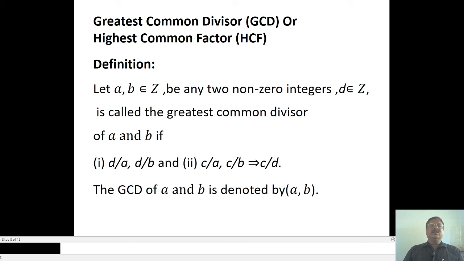Now, greatest common divisor GCD or highest common factor HCF. Now, let us look at the definition. Let a, b belong to Z be any two non-zero integers. d belonging to Z is called the greatest common divisor of a and b if number 1, d divides a, d divides b, and number 2, c divides a, c divides b imply c divides d. Meaning if there is any common divisor of both a and b, then that should also divide d. The GCD of a and b is denoted by (a, b) in the bracket.